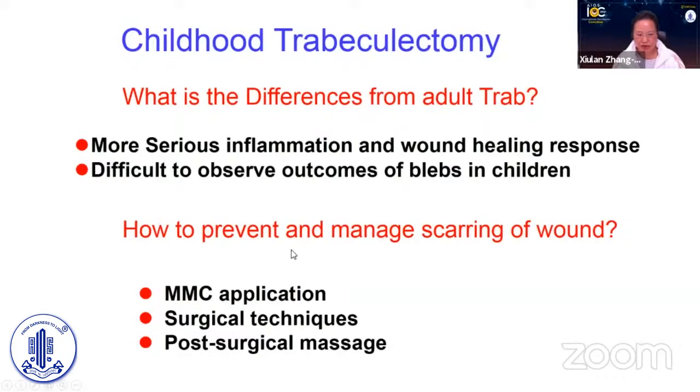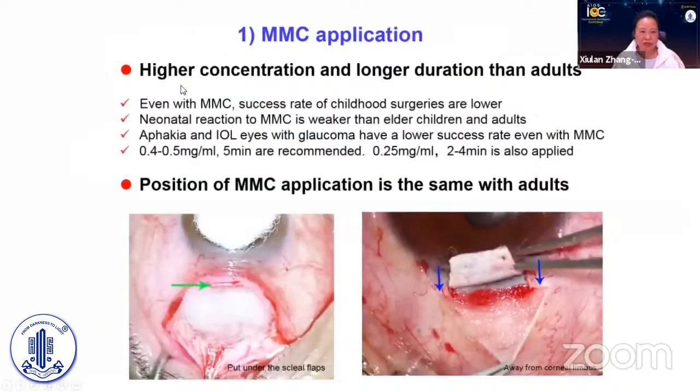And how to prevent and manage the scarring of the wound? There are 3 aspects we need to mention. One is MMC application, surgical technique, and post-surgical massage. The MMC, we need to use higher concentration and longer duration than the adult. The position and the way of application is the same as the adult. Don't put it on top of the scleral flap, and don't touch the limbus and the margin of the conjunctiva.